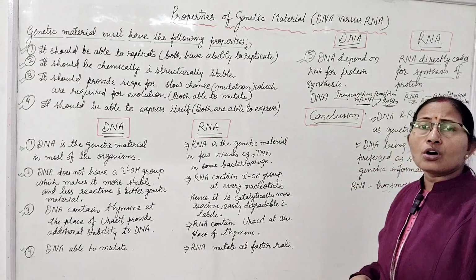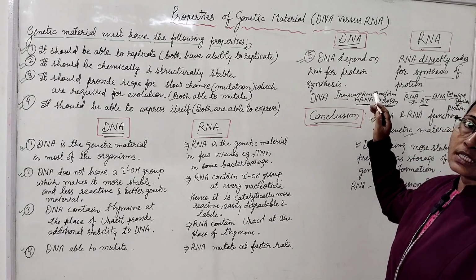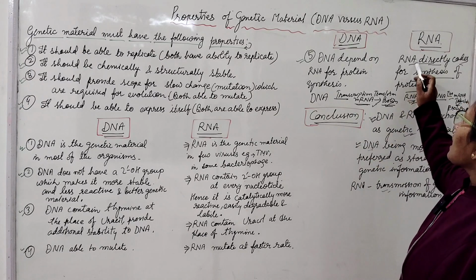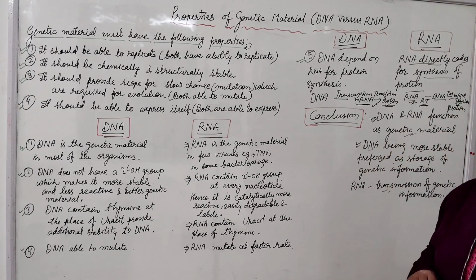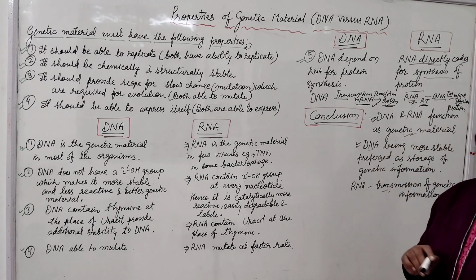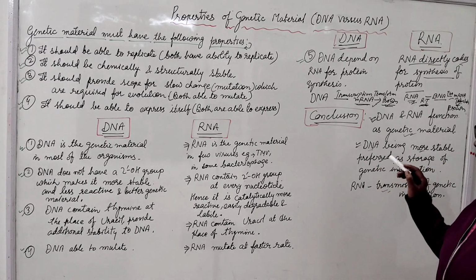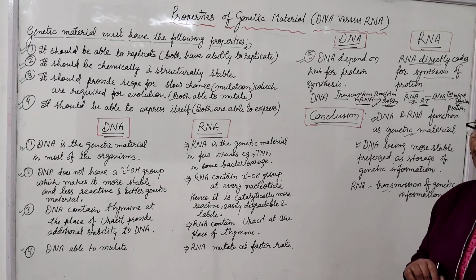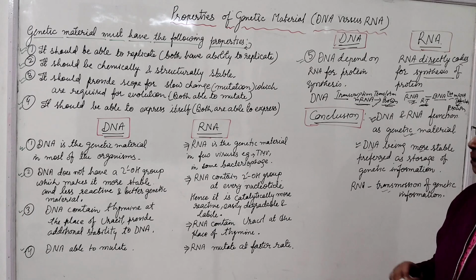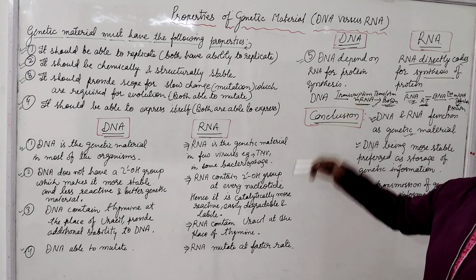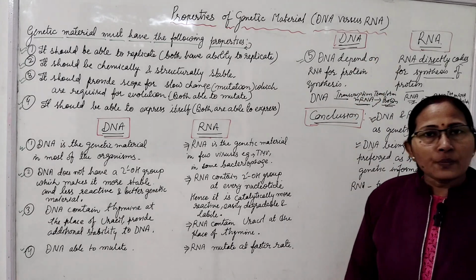Next, DNA depends on RNA for protein synthesis. DNA needs RNA for its expression in the form of protein, but RNA directly codes for the synthesis of protein. So what will be the conclusion? DNA and RNA both function as the genetic material, with DNA being more stable and preferred for the storage of genetic information, and RNA helping in the transmission of genetic information. This is all about the properties of genetic material found in DNA and RNA. I hope you understand.